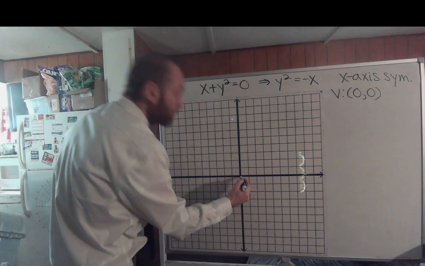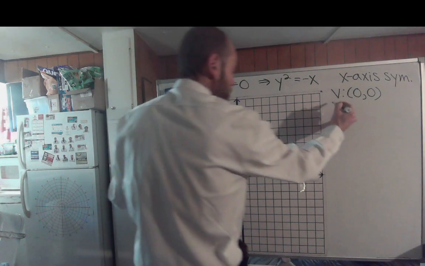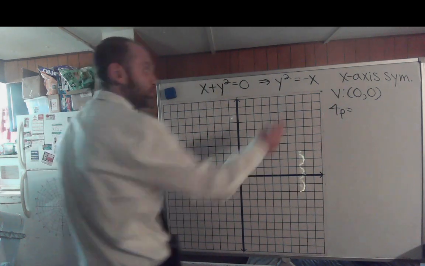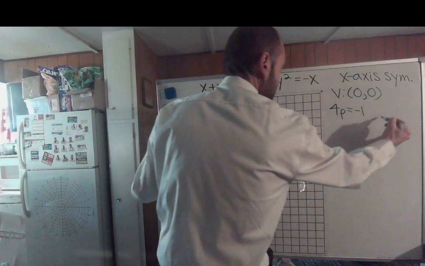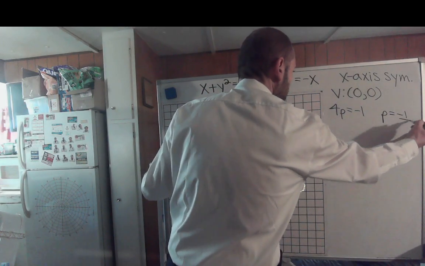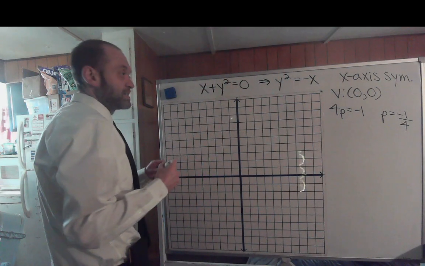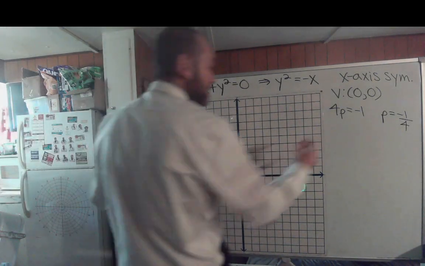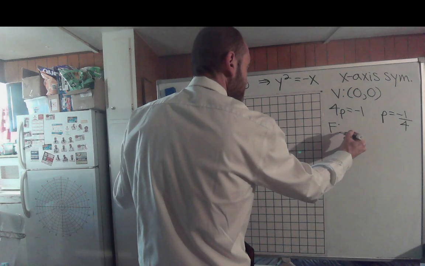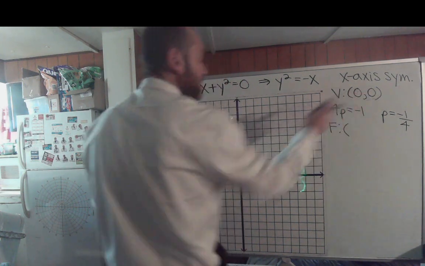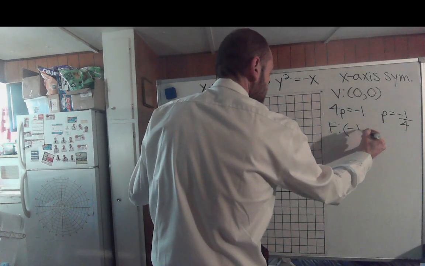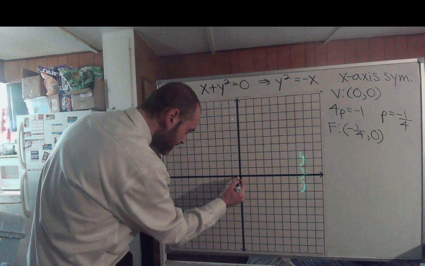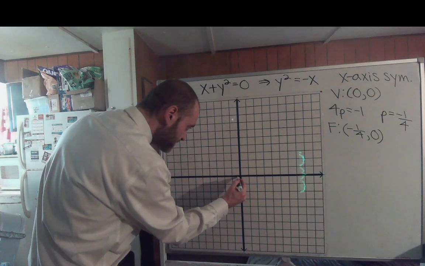Now, next thing we need to do is solve for 4p. That's always the coefficient on your linear term. 4p equals that negative 1 on the x, which means p would equal negative 1/4. Since we have x-axis symmetry, we're going to affect the x-coordinate. So, to find my focus, I'll take that p equals negative 1/4, add it to my x-coordinate of 0, and I'll get a focus at negative 1/4, 0. So there's my focus, right about there.